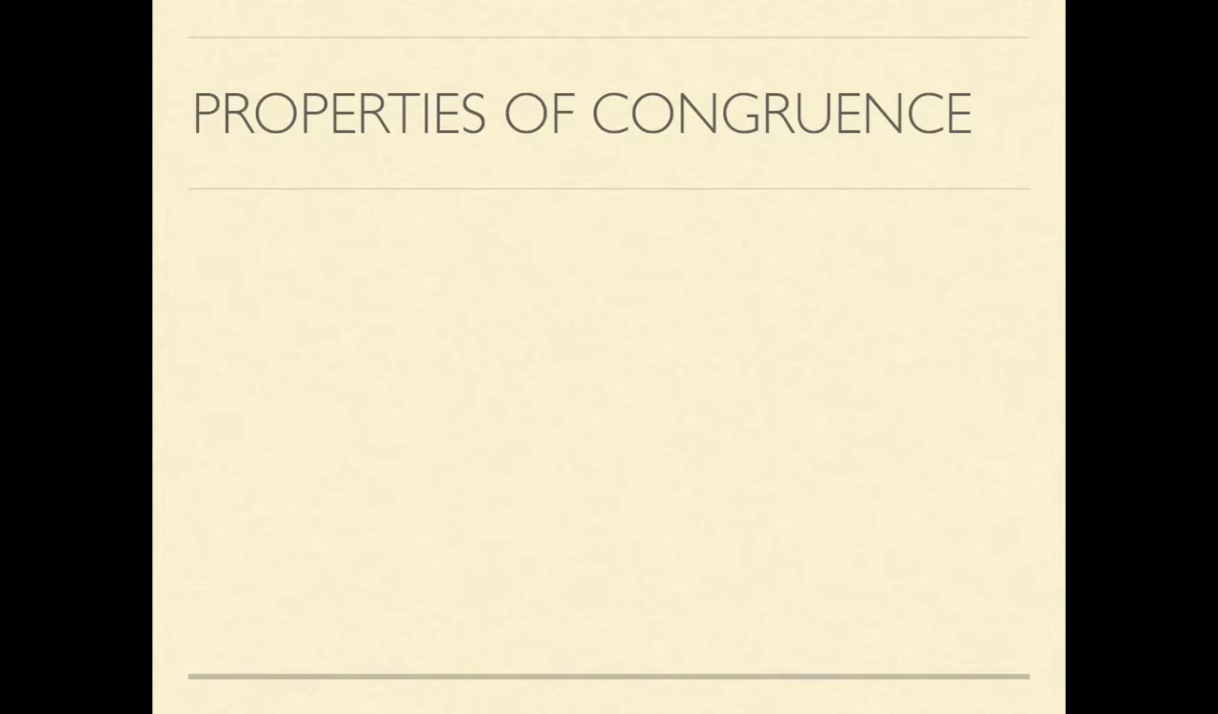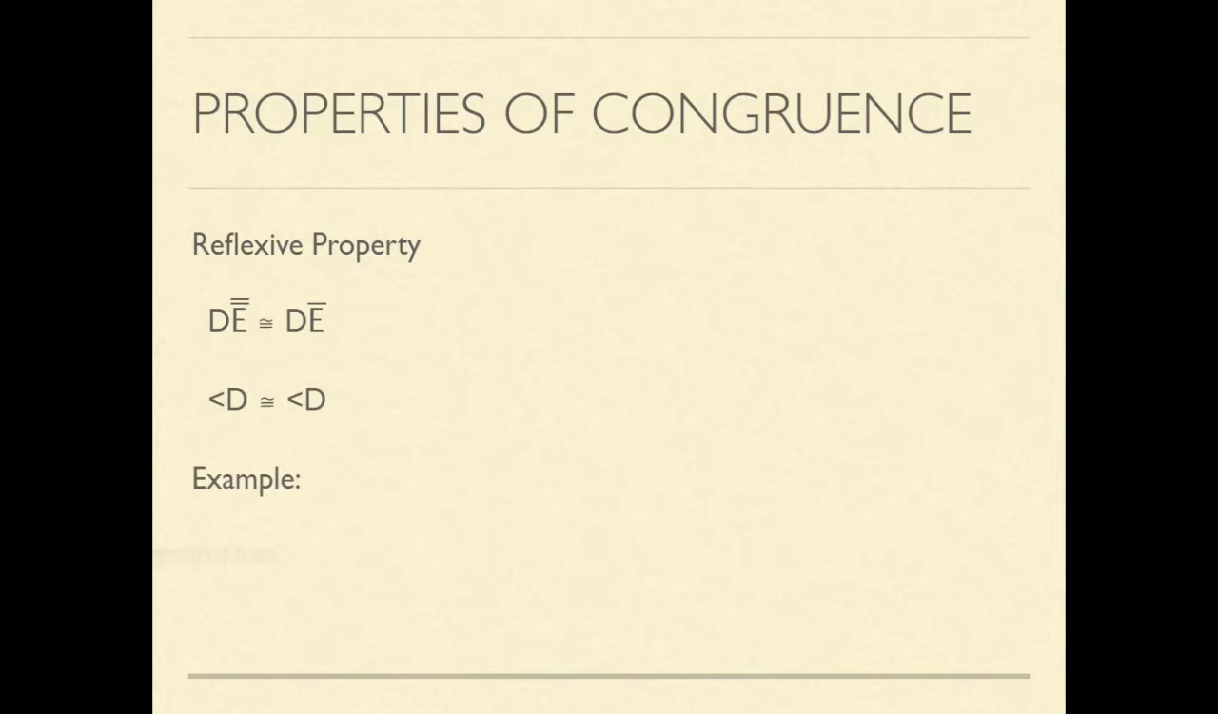I also have properties of congruence, which deal with specific angles and segments. So first we have the reflexive property, which states that segment DE is congruent to segment DE. I also can say that angle D is congruent to angle D. For example, segments and angles are congruent to themselves, much like numbers are congruent to themselves.